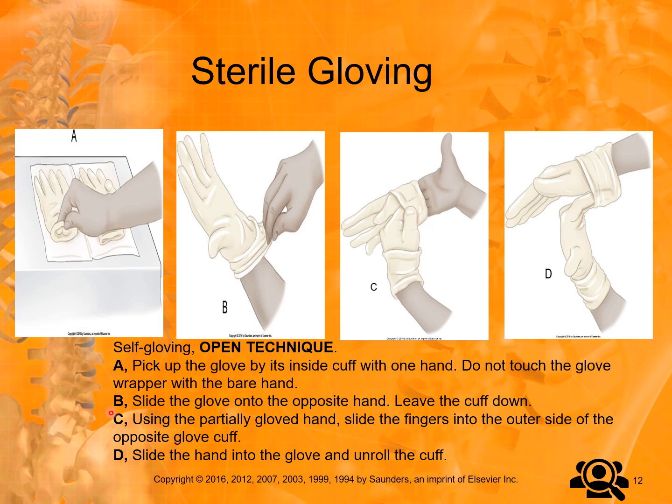Slide the glove on the opposite hand, leave the cuff down. Using the partially gloved hand, slide the fingers into the outer side of the opposite glove cuff. Slide the hand into the glove and unroll the cuff.